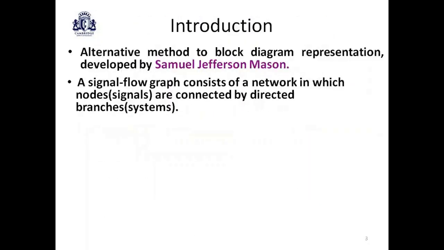During the previous lecture, we discussed the block diagram reduction technique, applying the rules and finally calculating the transfer function. Similarly, signal flow graph is an alternate method to block diagram representation, which was developed by Samuel Jefferson Mason. A signal flow graph consists of a network in which nodes are connected by directed branches.